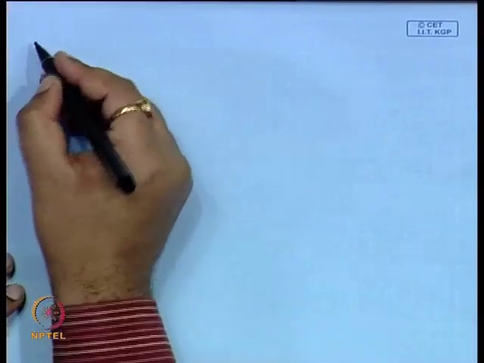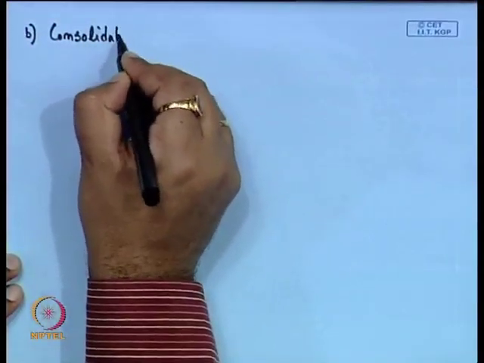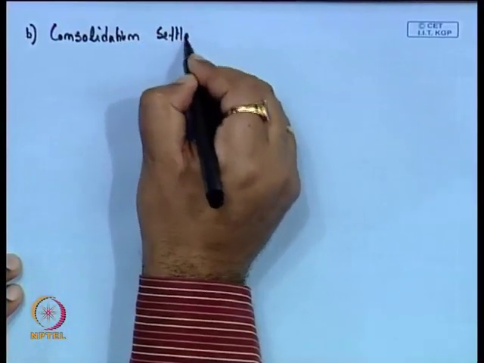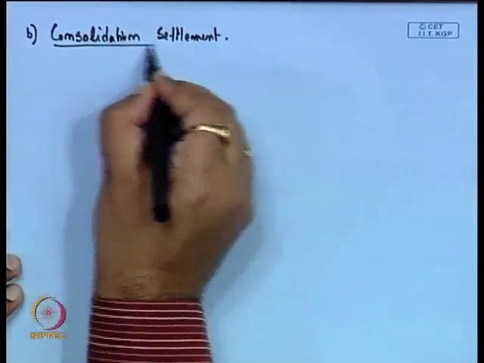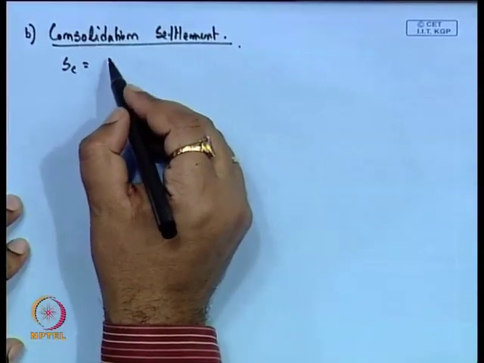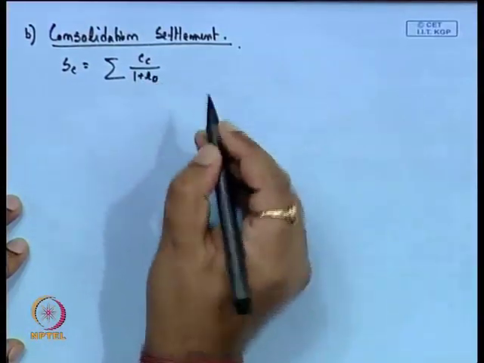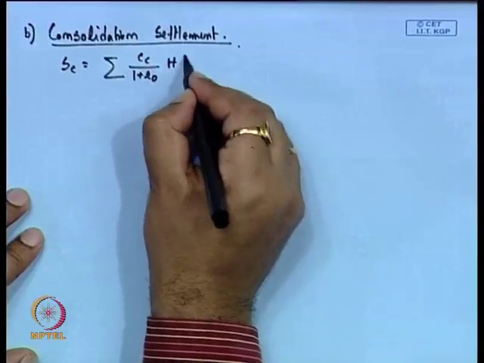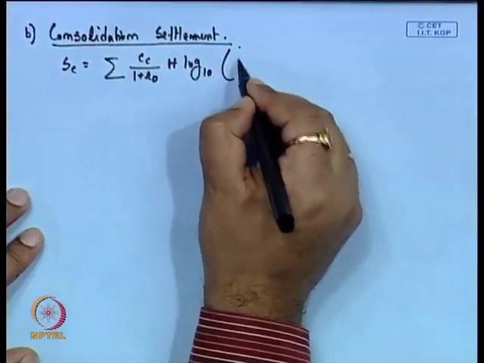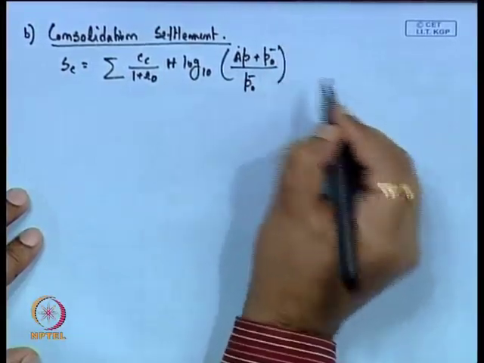How to calculate this consolidation settlement, that part we will discuss. So, first we will go for the consolidation settlement. The consolidation settlement expression is the summation of C C by 1 plus E 0, into H, into log 10 of (del P plus P 0 bar) divided by P 0 bar.